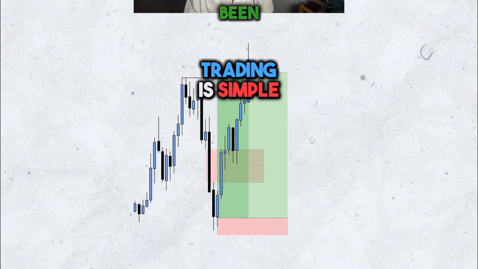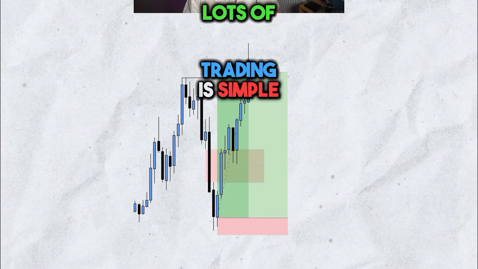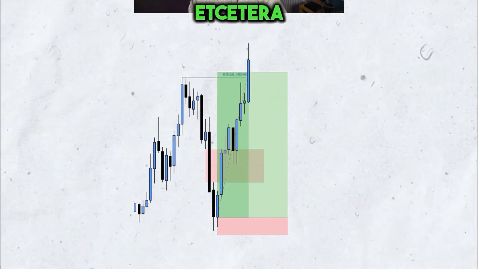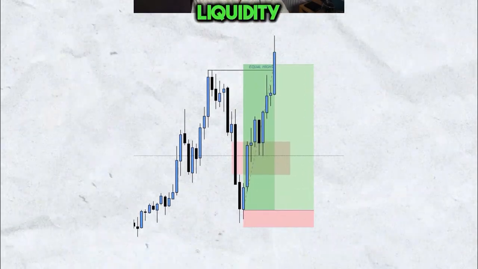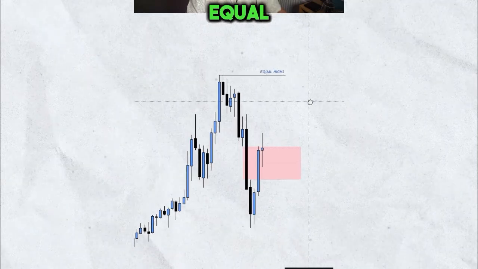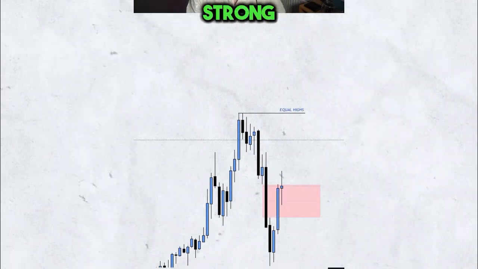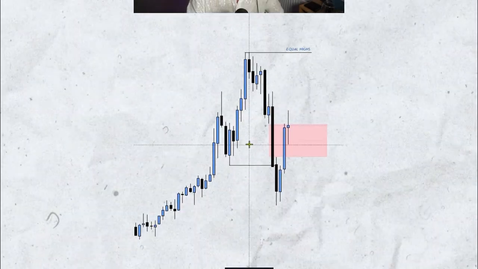Trading has never been simpler. You don't need lots of different tools, indicators, etc. to become profitable. All you need is fair value gaps and liquidity like this. We have equal highs above, which is an extremely strong draw on liquidity, as well as the equal highs above.